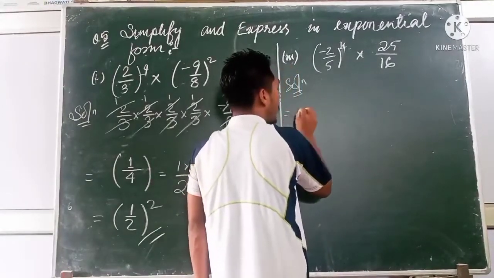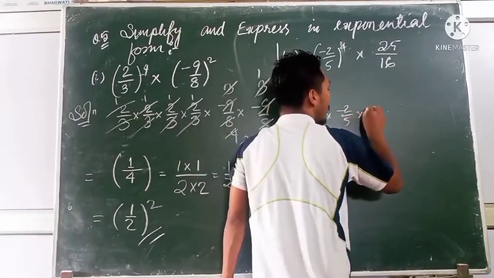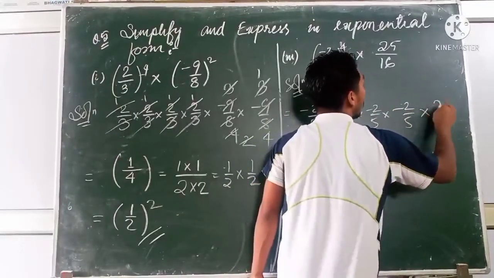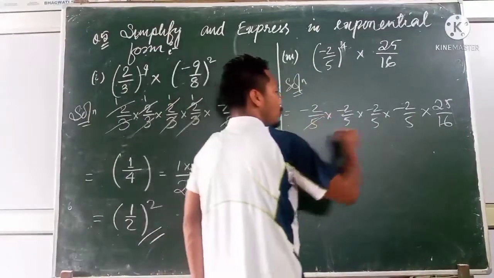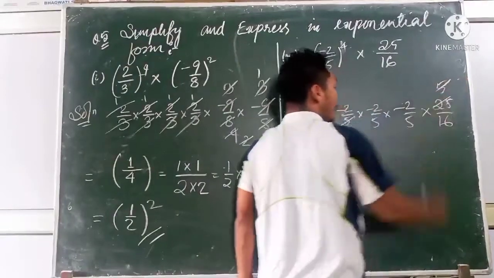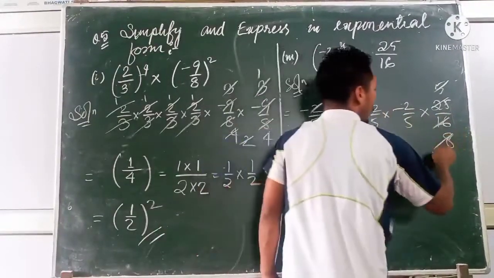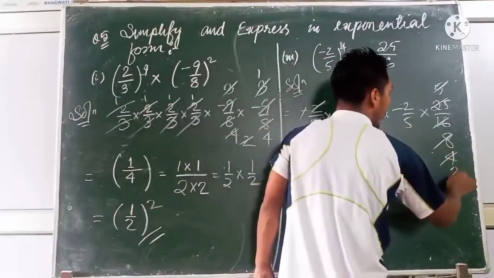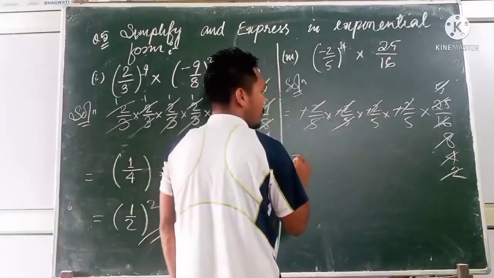So I can write this one as minus 2 by 5 into minus 2 by 5 into minus 2 by 5 into minus 2 by 5. How many times? 4 times, and 25 by 16. 2 5s are 25, 5 5s are 25, 5 1s are 5, 2 8s are 16, 2 4s are 8, minus and minus cancel, 2 2s are 4, minus and minus cancel, 2 1s are 2. So your answer becomes here, what is it?